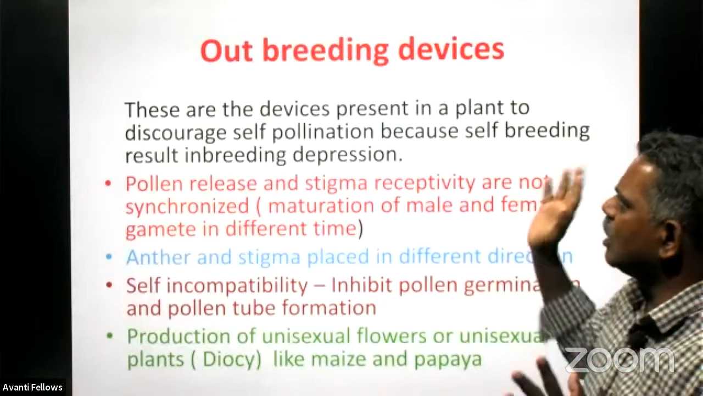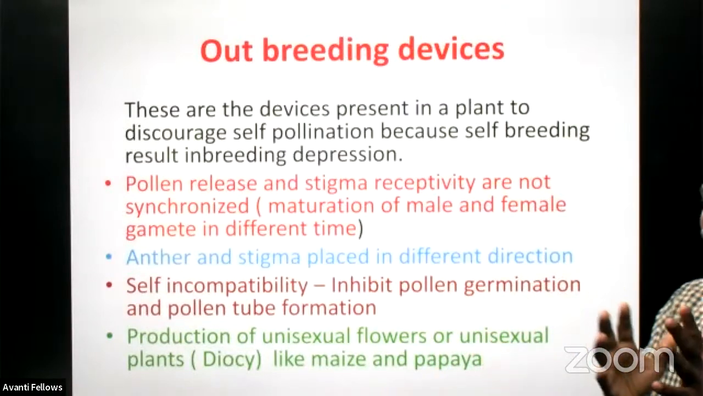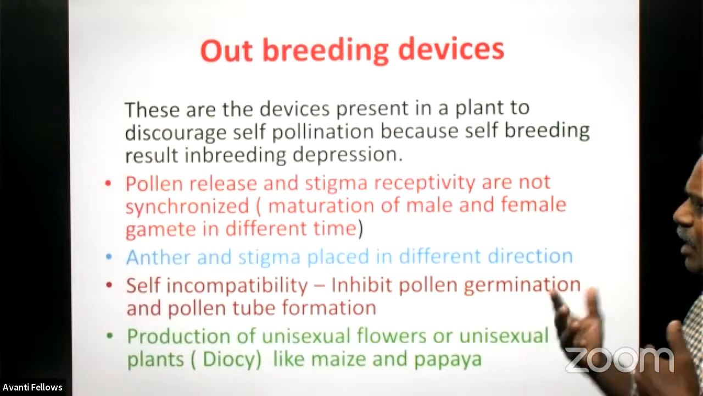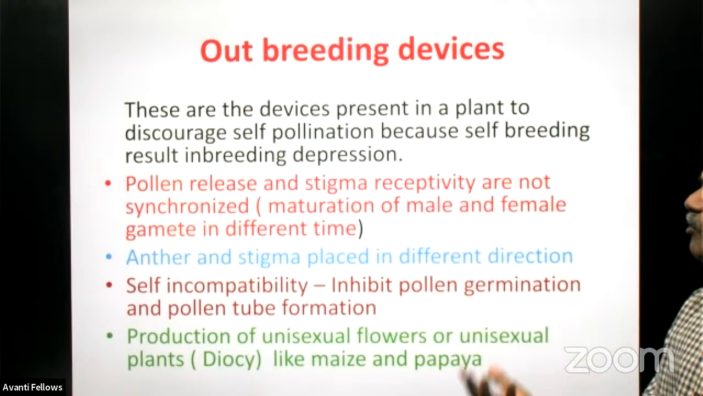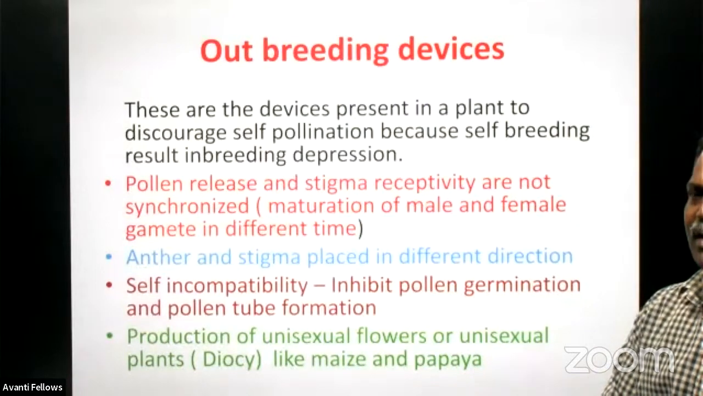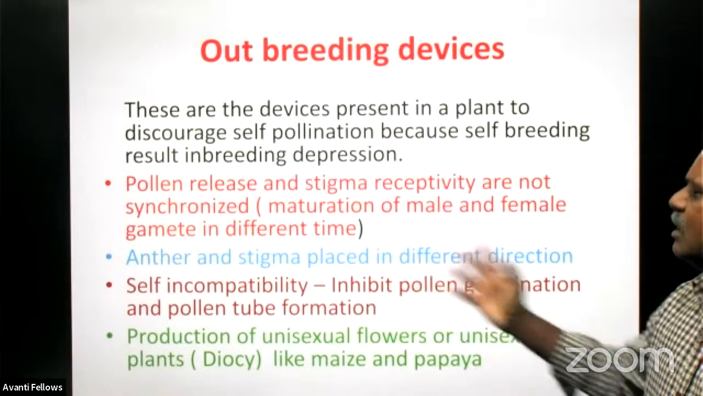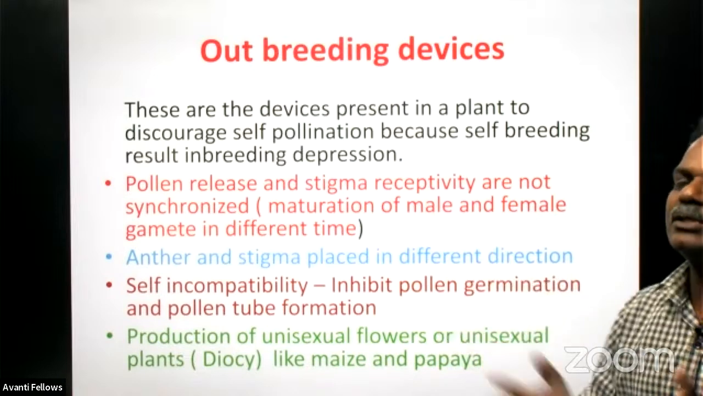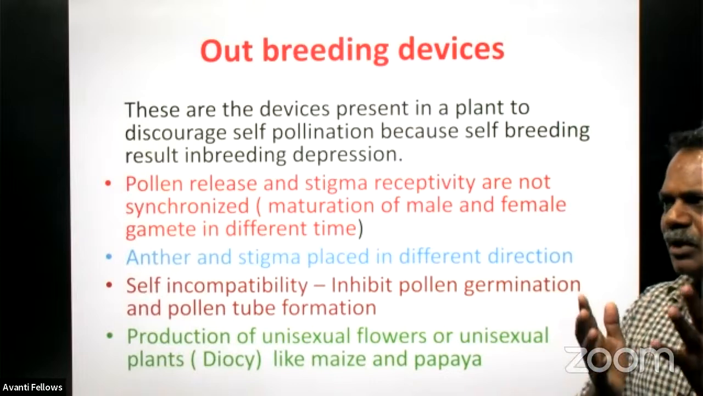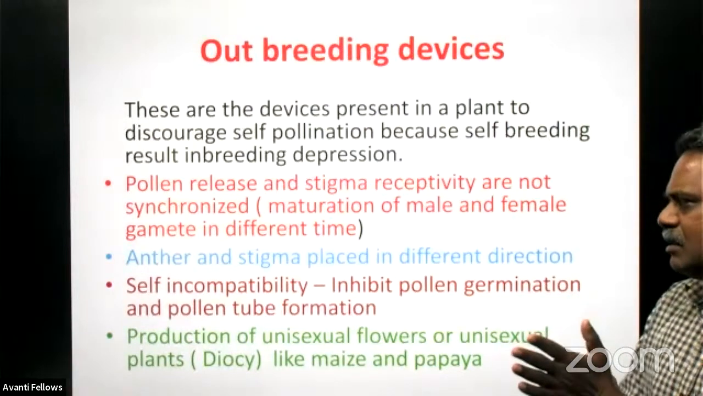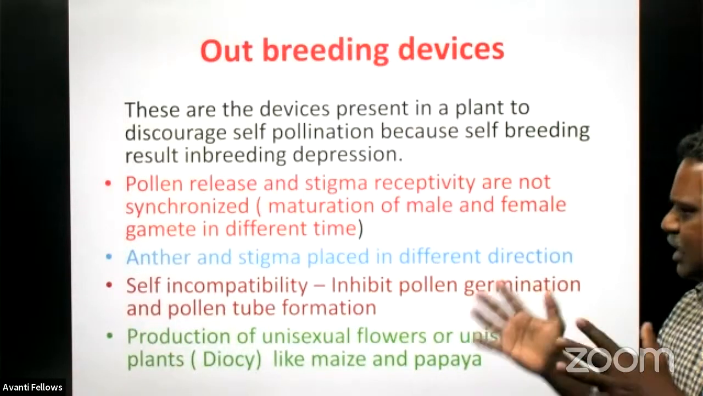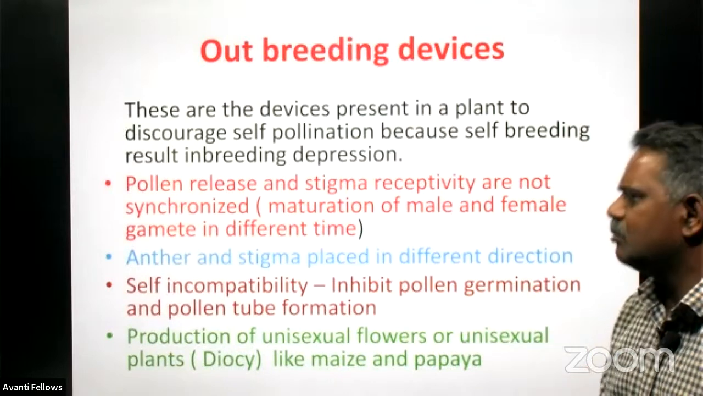Then, pollen release and stigma receptivity are not synchronous. This is one method to avoid inbreeding. Pollen release and stigma receptivity do not mature at the same time. Maturation of the male and female gametes happens at different times, so there is no chance of self-pollination. And anther and stigma are placed in different directions in a flower. Both are there and both mature at the same time, but the anther is directed to one direction and the stigma to another, so the chance of self-pollination is very low.